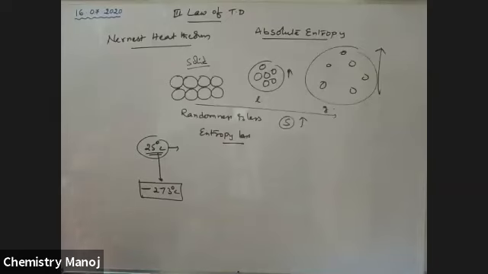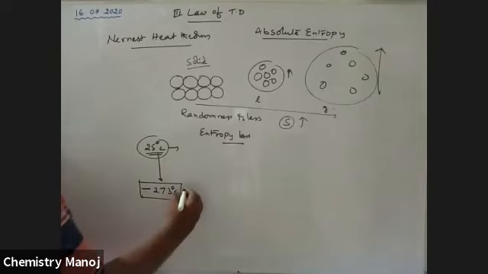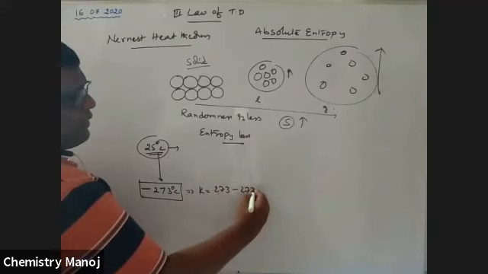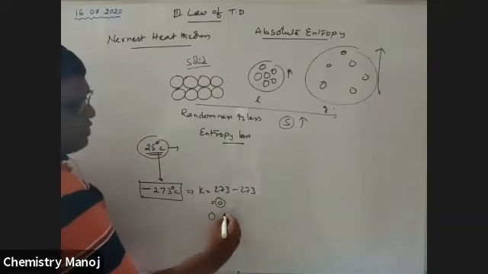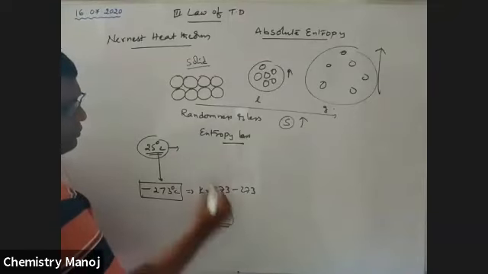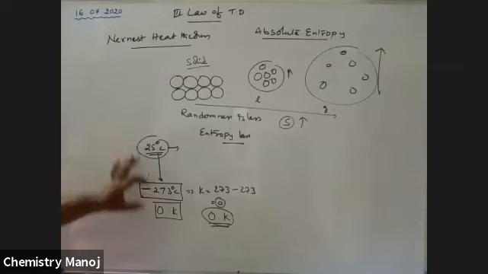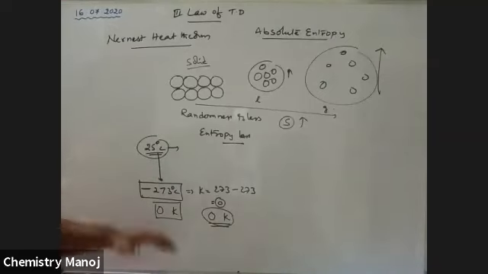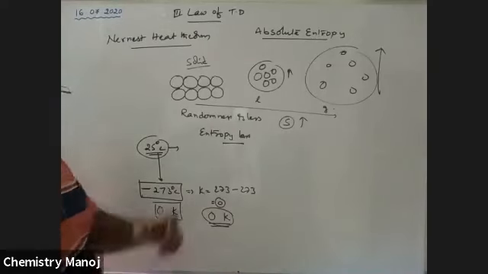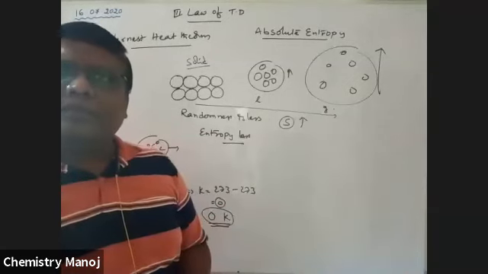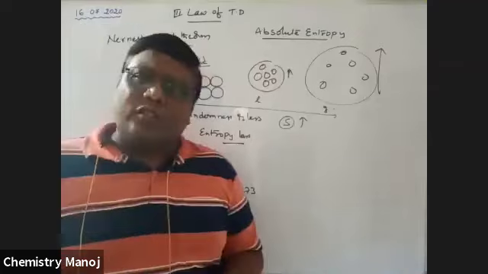Minus 273 degrees centigrade. In Kelvin, that is 273 minus 273, which is equal to 0, that is 0 degrees Kelvin. This temperature is called 0 degrees Kelvin. From room temperature to 0 Kelvin, I am going to decrease the temperature of the system. As the temperature decreases, the internal energy of the materials also decreases.